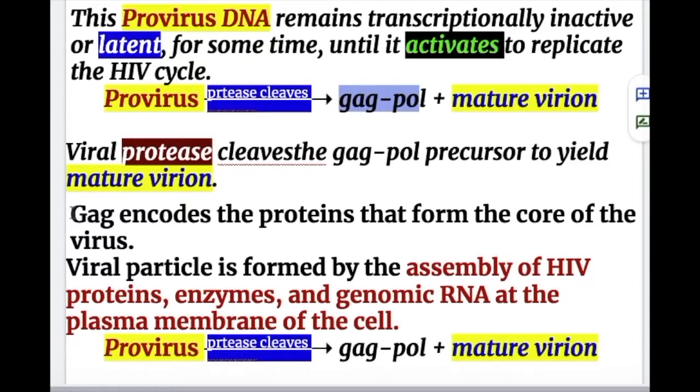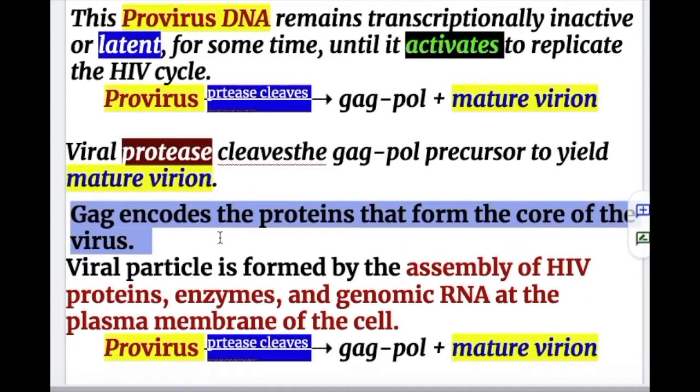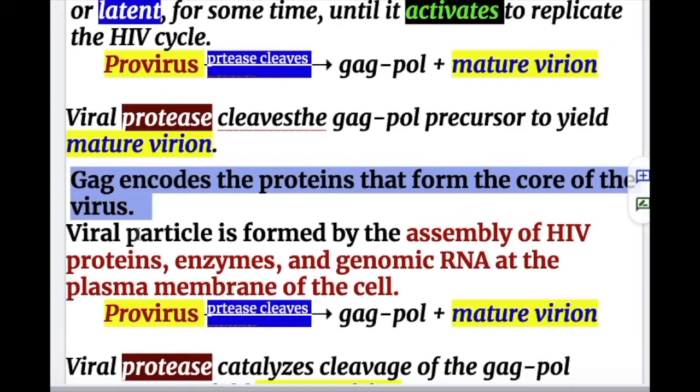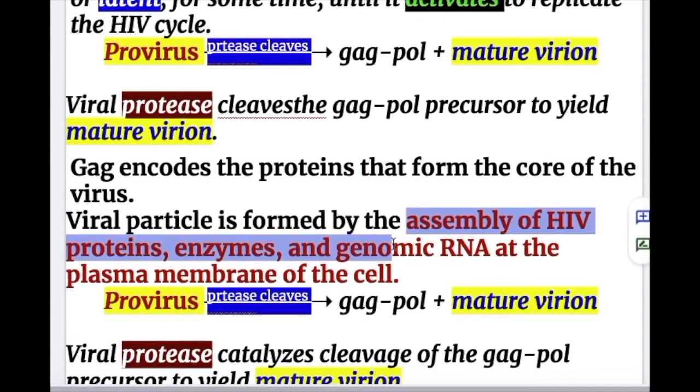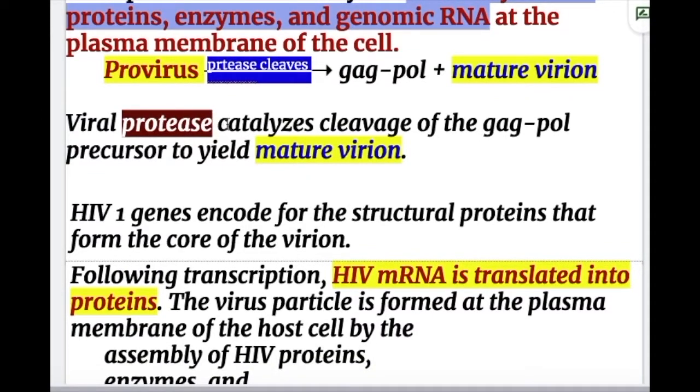So what does gag do? Gag encodes the protein that forms the core of the virus. So I repeat, the viral particle is formed by the assembly of HIV protein, enzyme and genomic RNA at the plasma membrane of the cell, and the enzyme protease cleaves the gag-pol precursor to yield the mature virion.